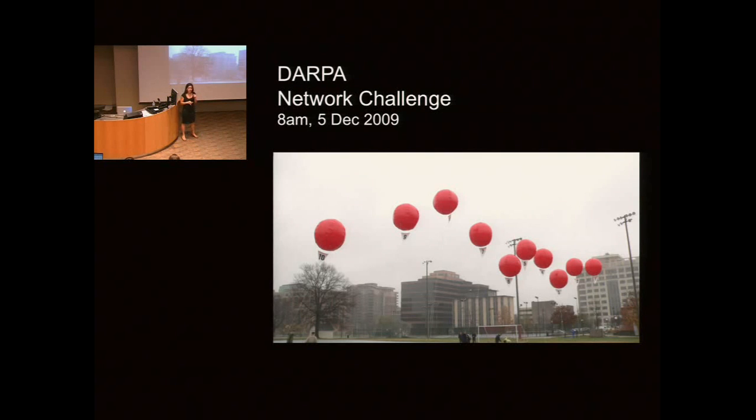Three weeks before the competition day, which was on December 5th, they said, okay, we're going to release 10 giant red weather balloons at undisclosed locations throughout the country, and they'll all be visible from some road, so they won't be in the middle of nowhere. And whichever team can accurately find the actual locations of all 10 of these balloons first gets $40,000. So people were very excited.